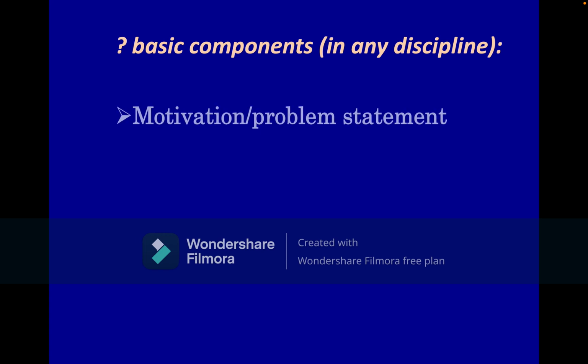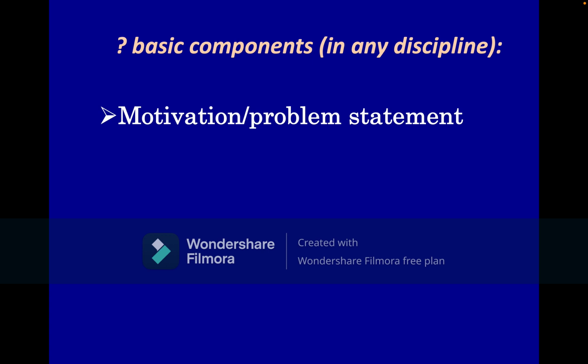It has a number of different components. Number one is called your motivation or the problem statement. That means in the abstract there must be one part on what you are going to write your whole paper or whole thesis about.